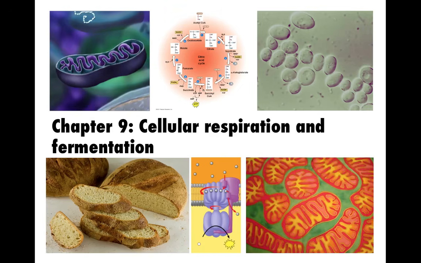So here we can see we've got a mitochondrion. Here's a more artistic representation of a mitochondrion. Here are some yeast cells that are going through fermentation. Here's some bread that was made through fermentation. Here's the citric acid cycle. Here's ATP synthase. So these are all topics we're going to cover and more.